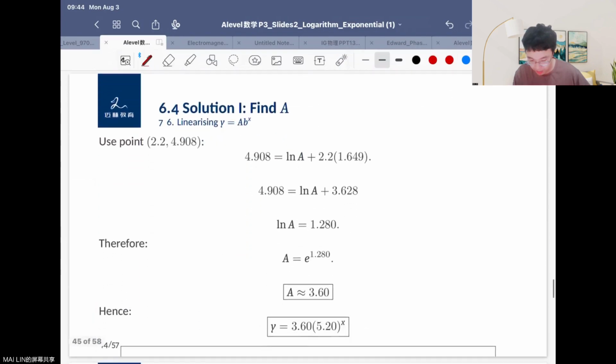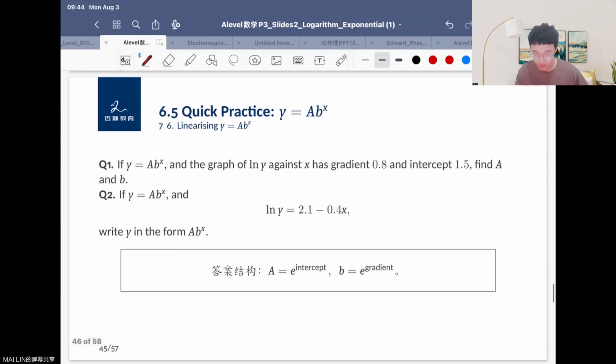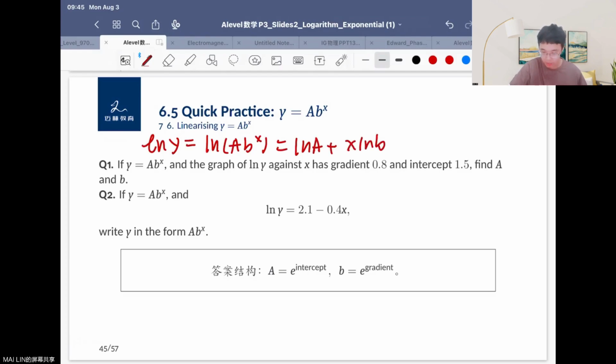Here is an example, and also we have solutions here. We have two questions. If you want to try yourself, you can pause the video and do it yourself. But if you want to follow with me, you can keep on going. For the first problem, we have y equals a times b to the power of x. First take the logarithm on both sides, that is log y equals log of a b to the power of x. So it becomes log a plus x log b.